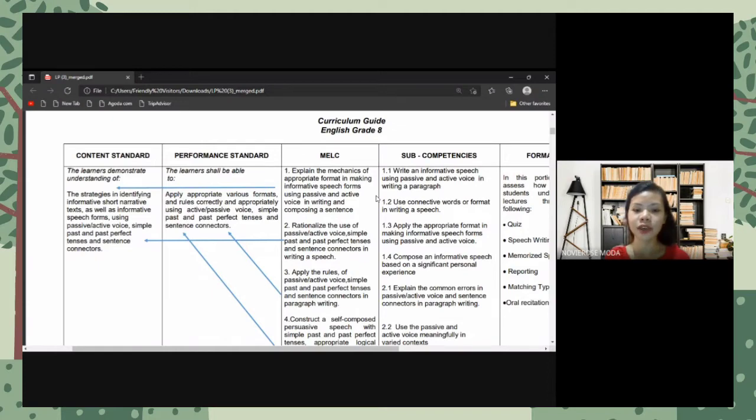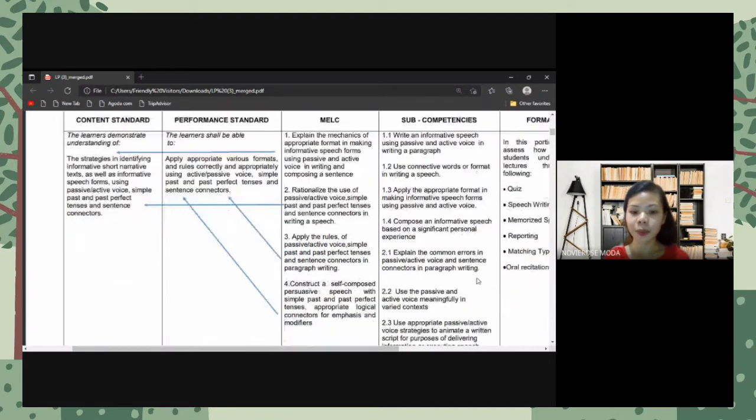So we have here four sub-competencies which are: write an informative speech using passive and active voice in writing a paragraph. Number two, use connective words or format in writing a speech. Number three, apply the appropriate format in making informative speech form using passive and active voice. Number four, compose an informative speech based on a significant personal experience.